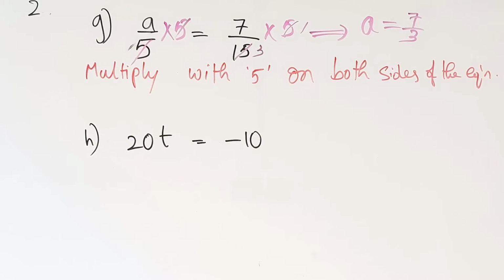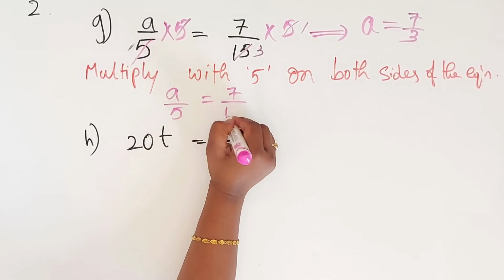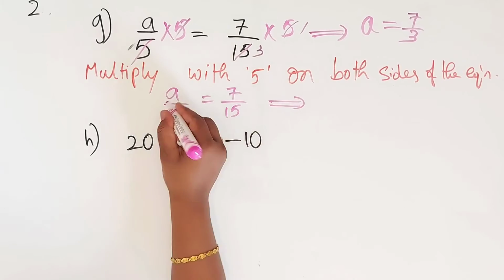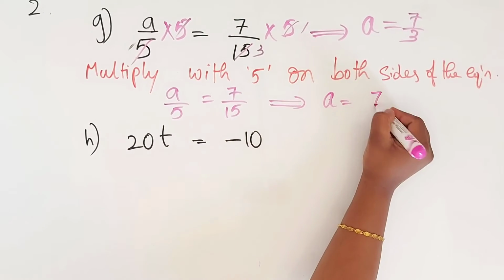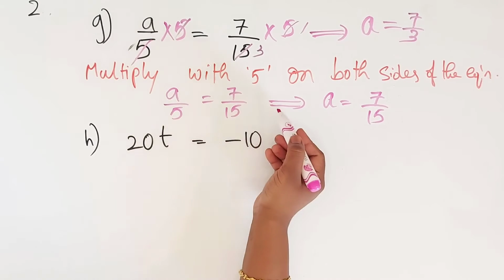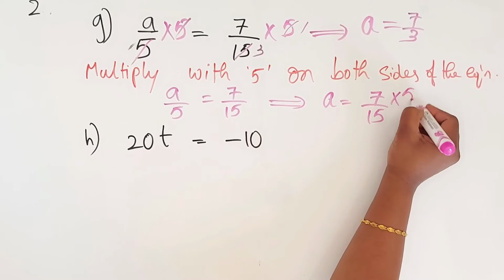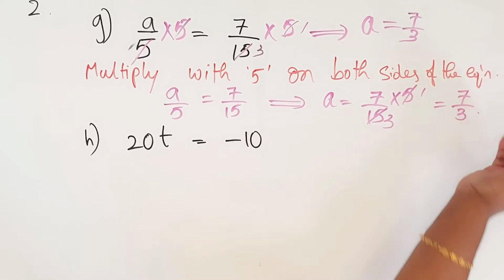Now we'll do it directly, children. A by 5 equal to 7 by 15 here. We want only the variable, so send this 5 to the right hand side. A equal to 7 by 15, already there. 5 is dividing here. If you send it to the right hand side, it will multiply. Now 5 1s are 5, 5 3s are 15. Therefore the answer is 7 by 3.